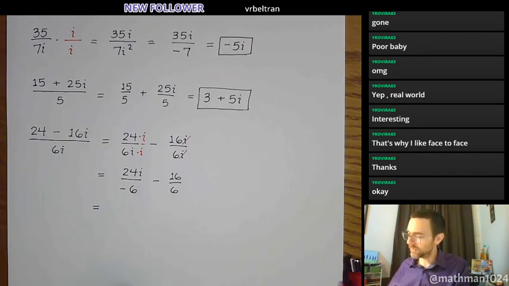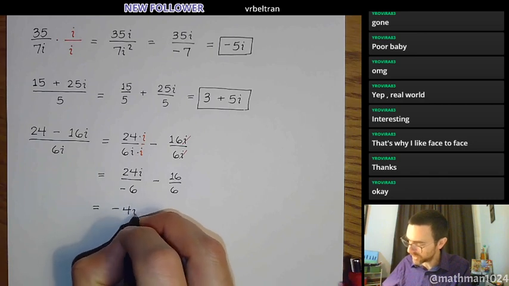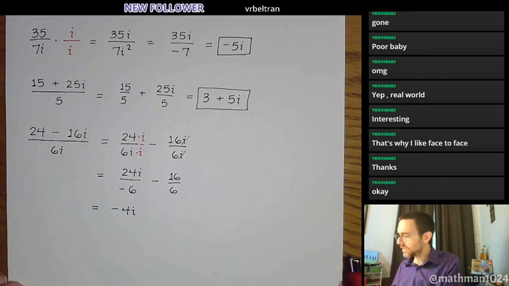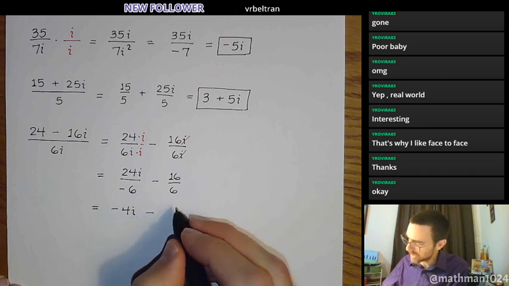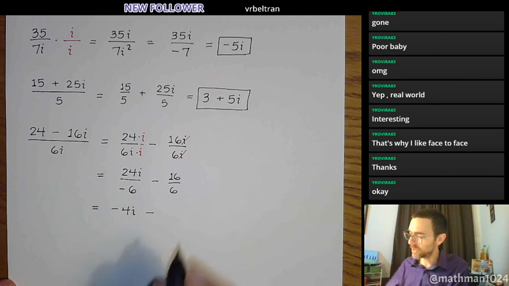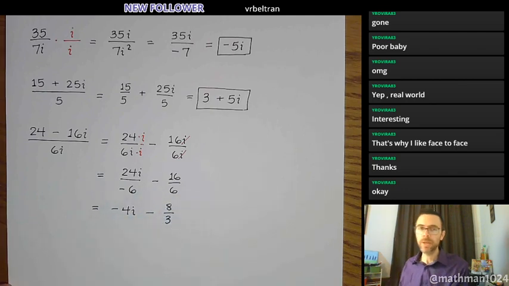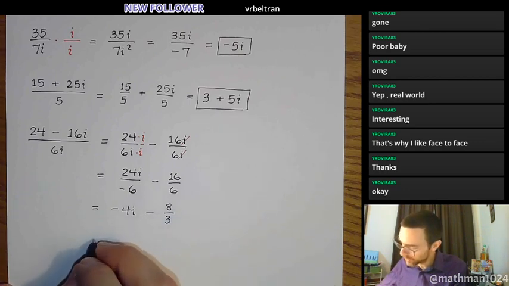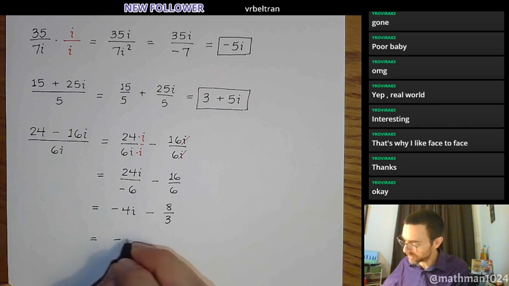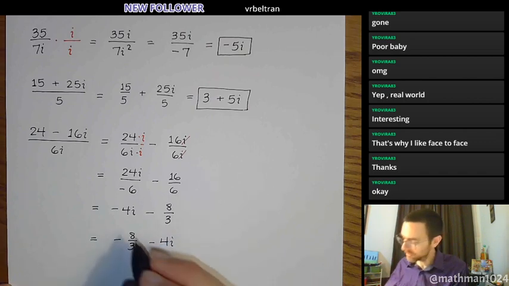All right, so as we simplify, 24 over negative 6 is negative 4, and there's the i. We reduce 16 over 6. So 6 doesn't go into that evenly, but we can at least reduce this by the common factor of 2. And we get 8/3. Now you might think, okay, this is good enough for me, I can move along. We really want to write this with the real part first. So negative 8/3 minus 4i is the better way of writing that.